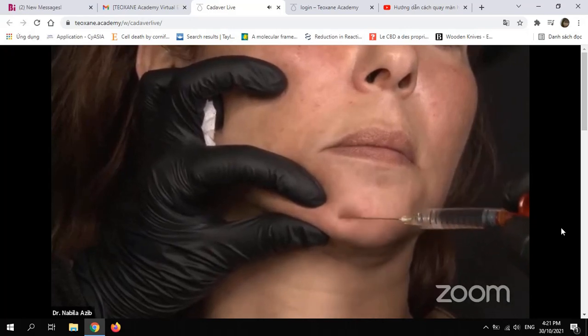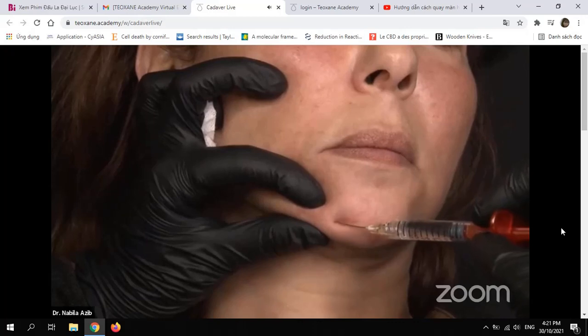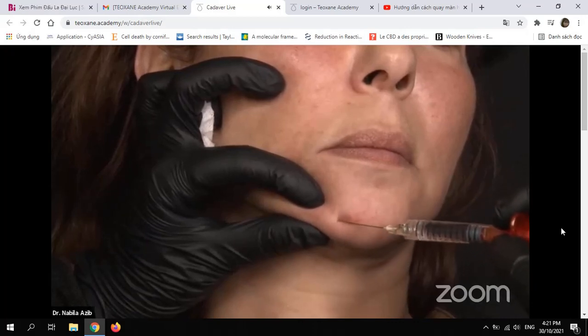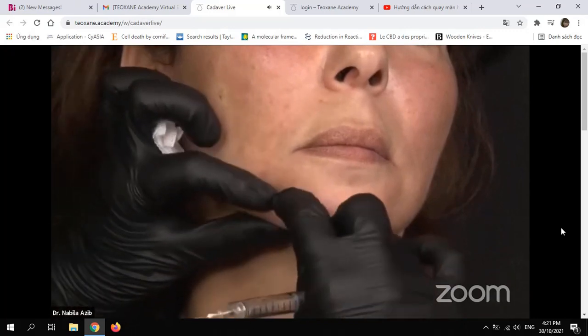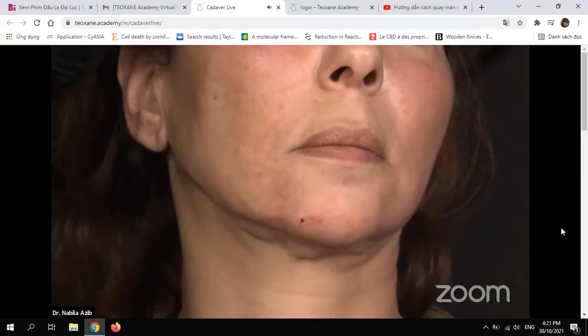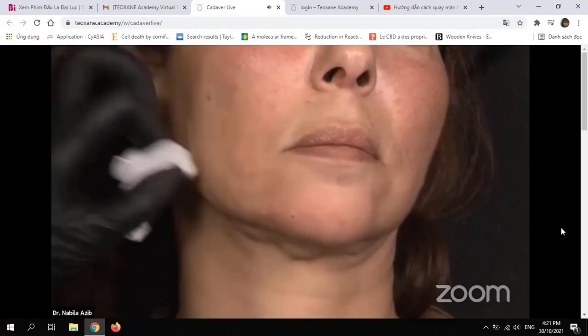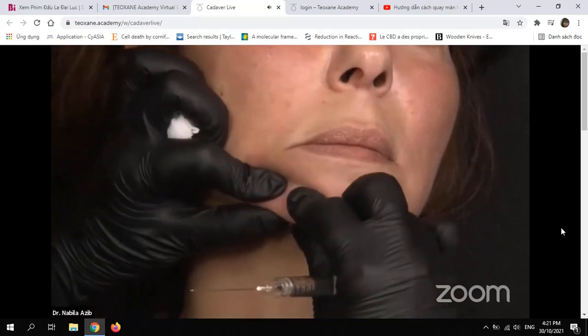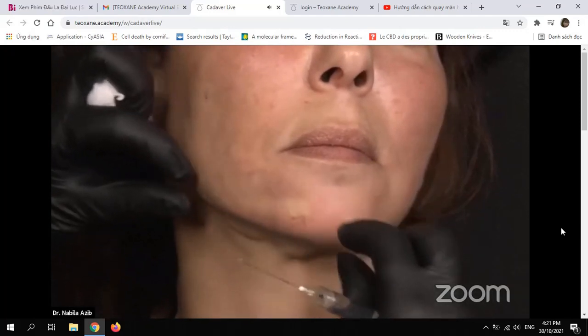I reduce the risk of necrosis or blindness. Especially if I lose my layer with my needle and I'm inside the temporalis muscle, I know that it can be more dangerous if I use large amounts in one shot.